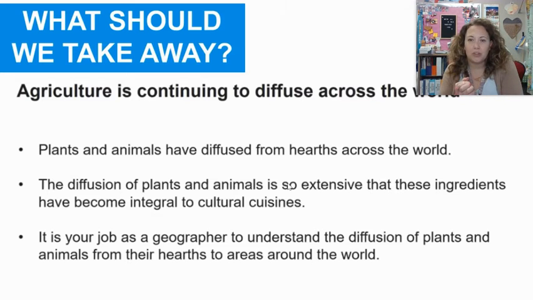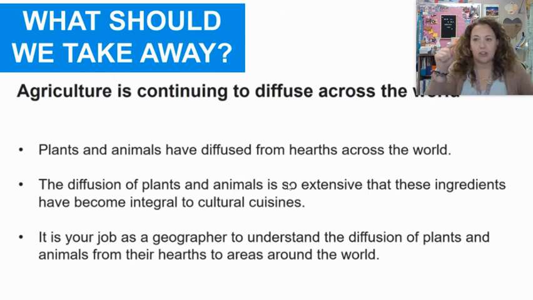Plants and animals have diffused across the world, just like everything else, language and religion, and plants and animals. It is so extensive, these ingredients have become integral to cultural cuisine. So if you go to a country now, chances are they're using something in it that they were given maybe 1,000 years ago that has just stayed part of their culture. And again, it's your job as a geographer to understand the diffusion of plants and animals from their hearths around the world.